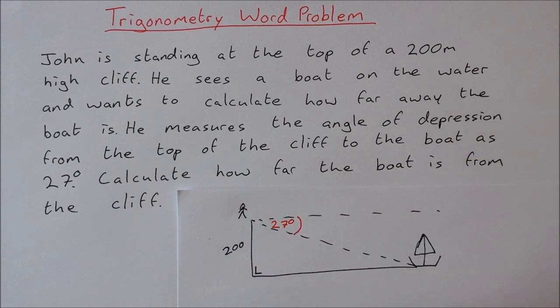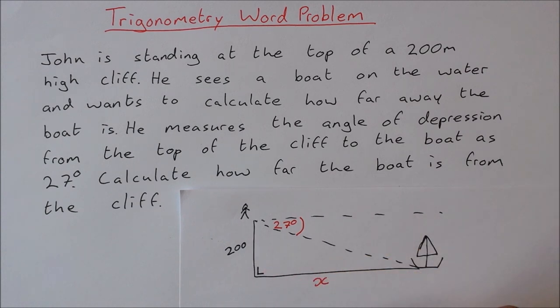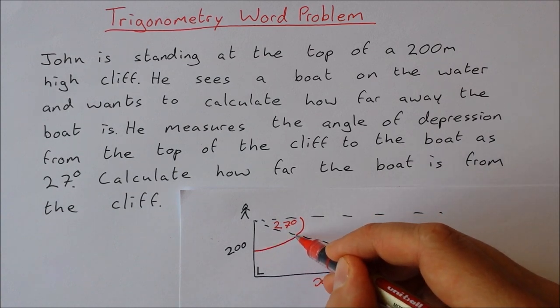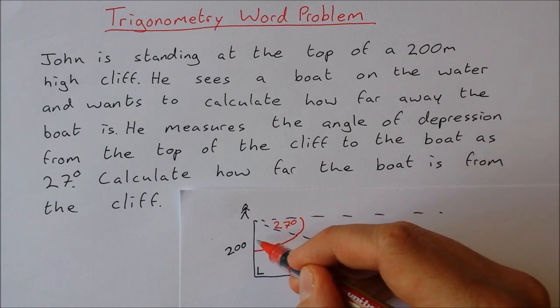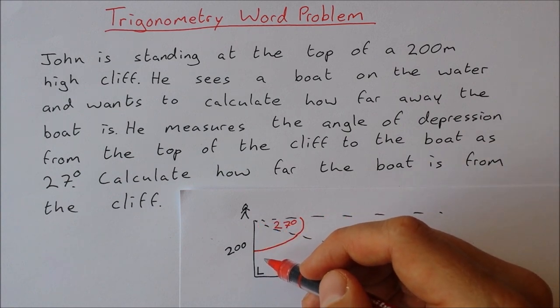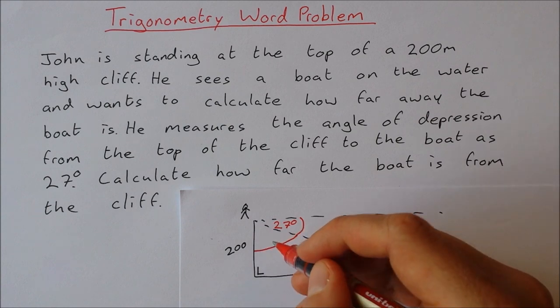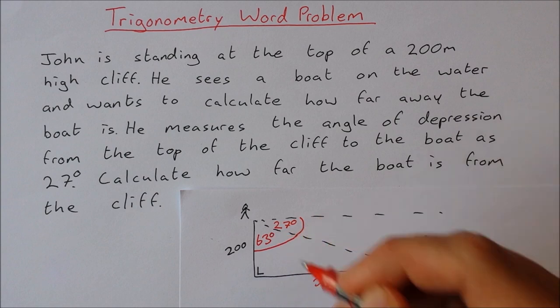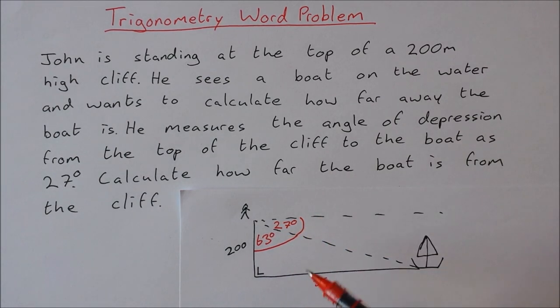Now, as you can see, that's not part of the triangle that we're looking at. We want to find this side here, x, but we don't have any of the other angles. We can use this angle 27 to calculate this angle here. So this whole angle would be 90 degrees, because that's a right angle there. So that means 90 minus 27, we're left with 63 degrees. Or you could have said that this angle is alternate to this angle and therefore that one's 27 degrees. Either way is fine. This is just the way I like to do it.